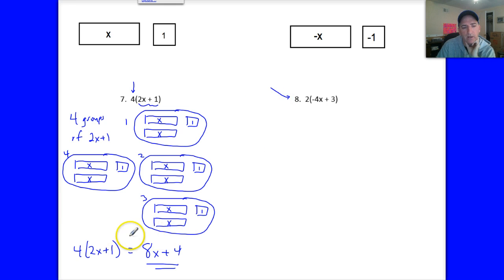Draw the picture and then write your final answer like this at the bottom of the page, and then come back and I will reveal the answer for you. So hit pause and come right back.